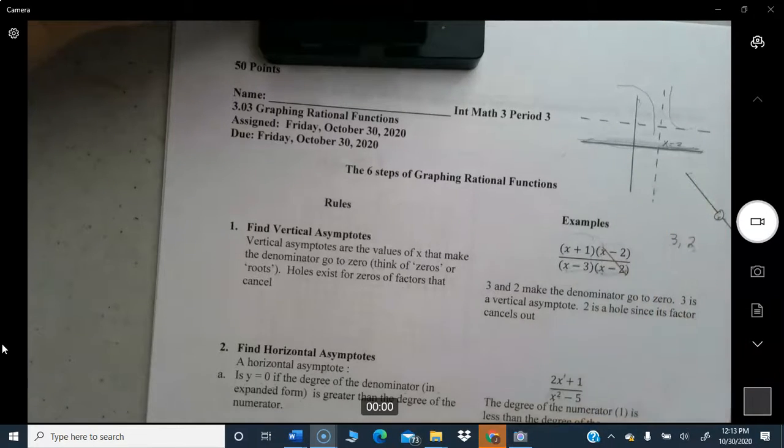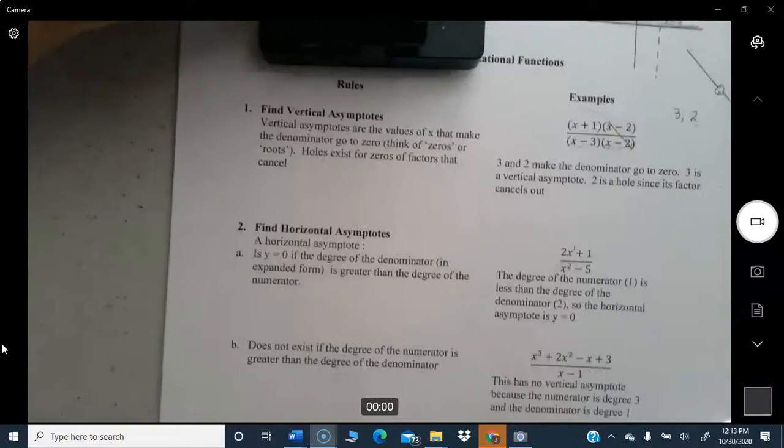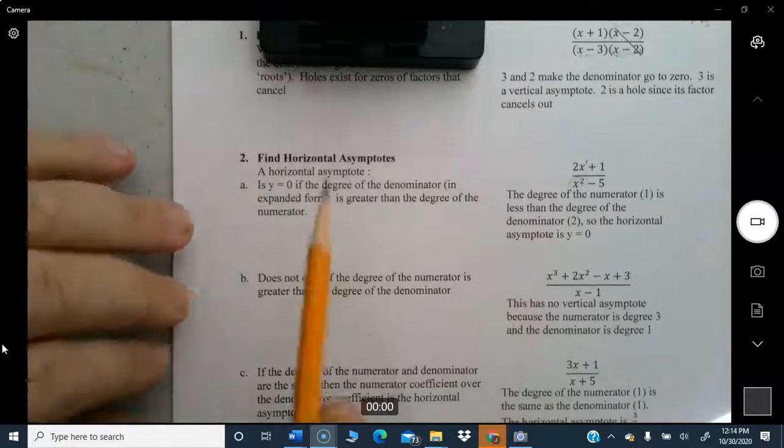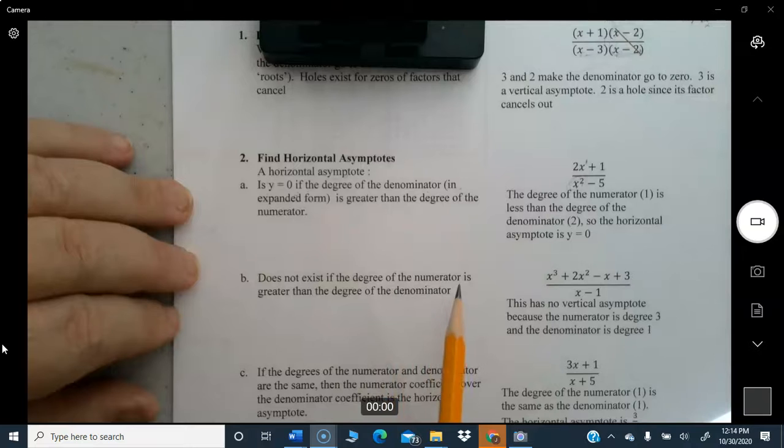It just runs right along the x-axis. It's at y equals 0. Okay, next, it does not exist at all. You don't even have one if the degree in the numerator is greater than the degree in the denominator.